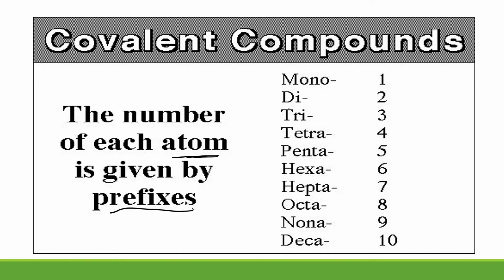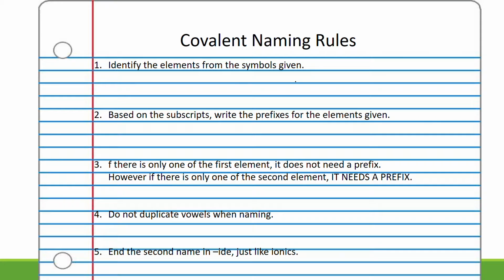So you probably know a lot of these prefixes like mono, di, tri, tetra, penta, etc. Just make sure you know that 1 is not uno or anything like that, and tetra is not quad or anything like that. It's mono, di, tri, tetra, penta, hexa, and so forth. Okay, so let's start out with naming covalent compounds.